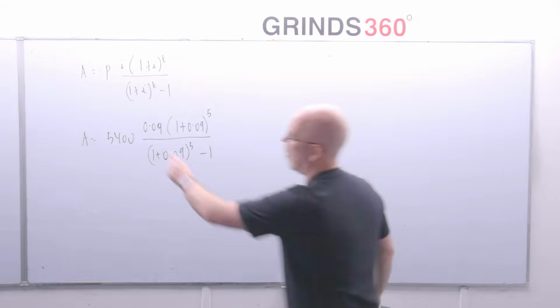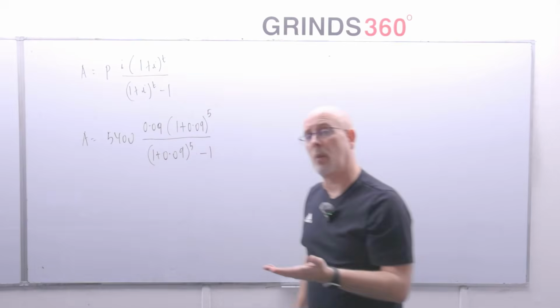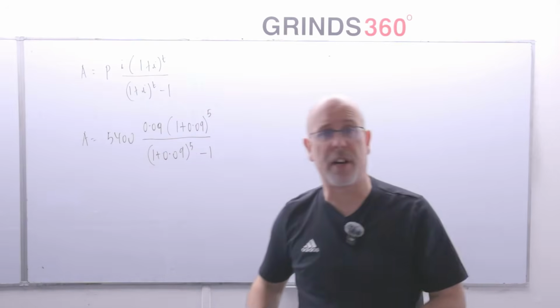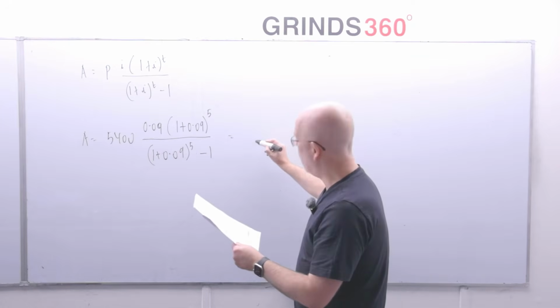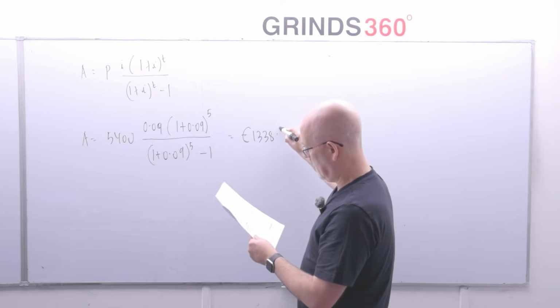So P is the amount he borrowed, 5,400. I is the interest rate as a decimal, as always, so 9% as a decimal is 0.09. And T is the time, which is 5. It's every year for 5 years. And if you just dump that into your calculator in one go there, you get 1338.30.